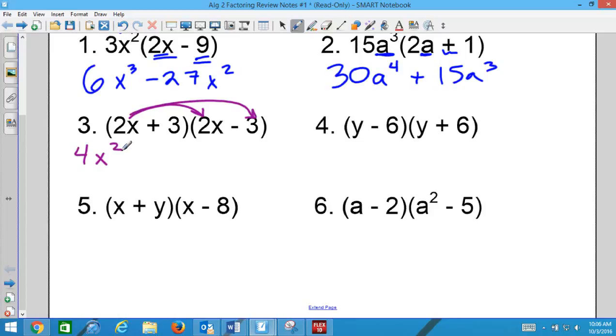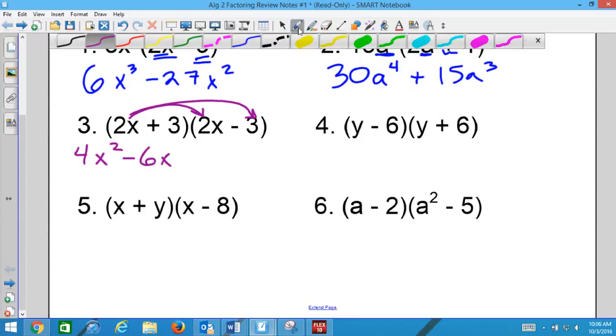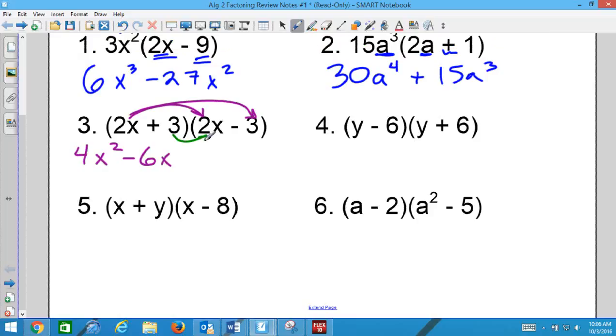And we do it again, 2x, and we multiply by minus 3. 2x times minus 3. 2 times minus 3 is minus 6, and there is an x with it. Now we're going to take 3 and distribute 3 to both terms in the other parentheses. 3 times 2x is 6x. 3 times negative 3 is negative 9.